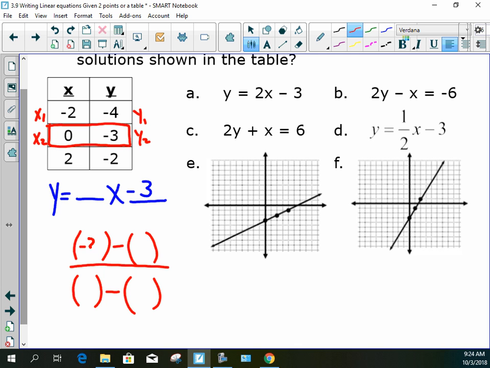Y2, negative 3, minus y1, which is negative 4. So that becomes a plus. x2, 0, x1, negative 2. So this becomes a plus. So I get, what do I get? Negative 1 over 2. So my slope is now 1/2.